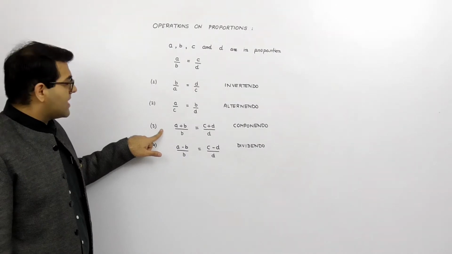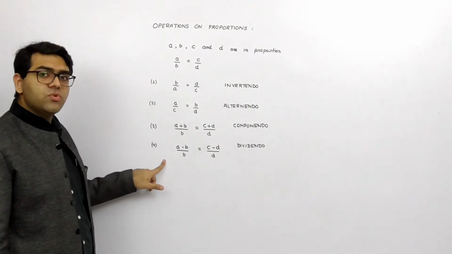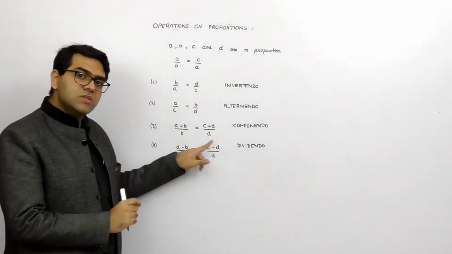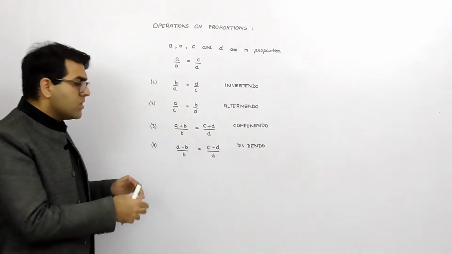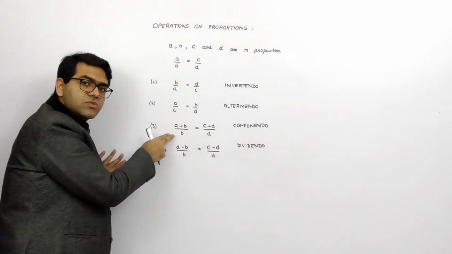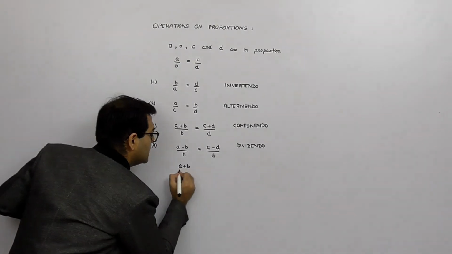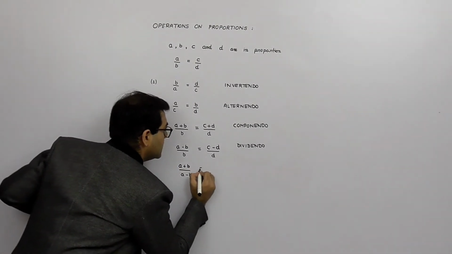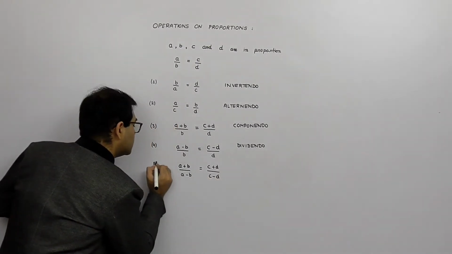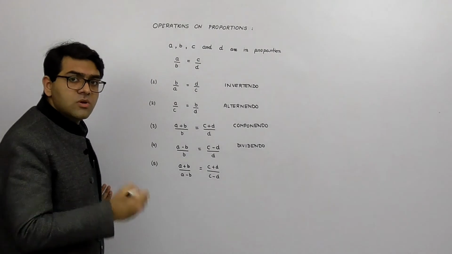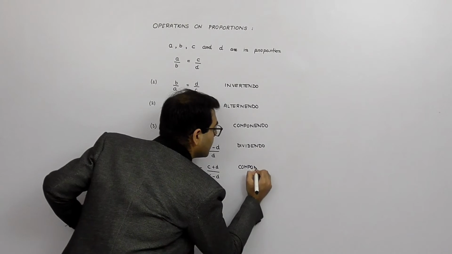Under my point 3, what I have is (a+b)/b equals (c+d)/d. And under my point 4, what I have is (a-b)/b equals (c-d)/d. What if I take these two equations and divide them? What if I divide the third equation by the fourth equation? What I'm going to get is (a+b)/(a-b) equals (c+d)/(c-d). Now this is your fifth and final operation on proportions, and we like to call it componendo and dividendo.